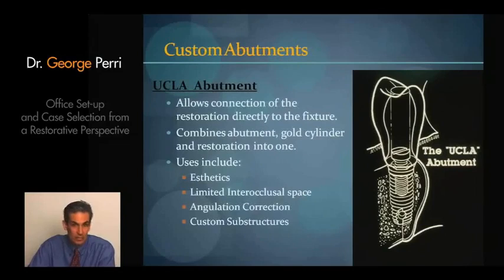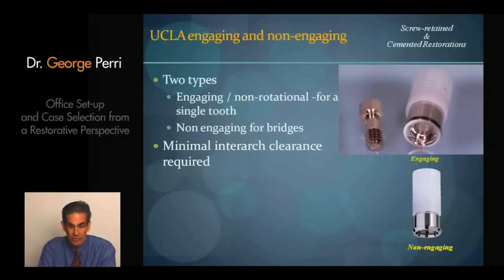We use it also to make custom substructures, and that's probably my primary use today. We'll make either individual units for custom substructures or splinted custom substructures so that we can achieve the restoration we're trying to have. It's important to understand that there's two basic types of UCLA abutments. One is engaging, so that inside the castable abutment there are components that will engage the head of the implant to prevent rotation. This is what we need to do single units, to do a single custom substructure. But if we're doing bridges, there really is no advantage to engaging these structures inside the implants, and in fact it can lead to problems with the line of draw or other issues. And so we prefer a non-engaging inferior portion to the abutment.